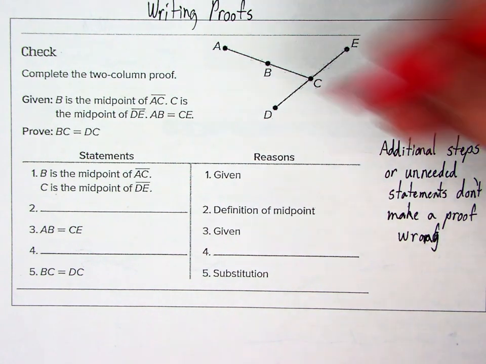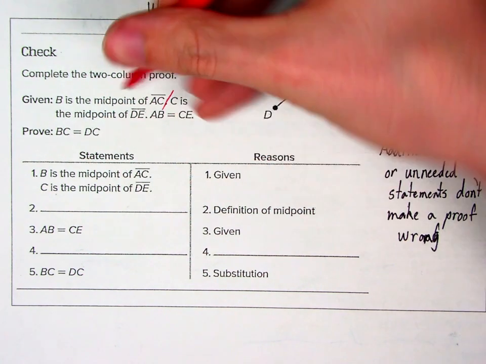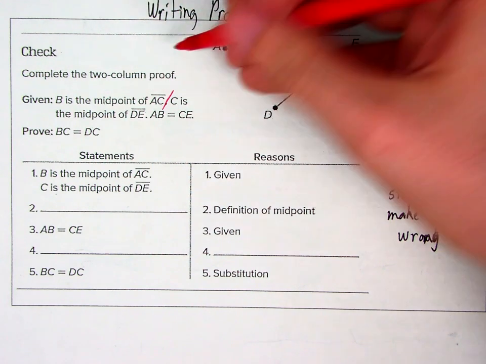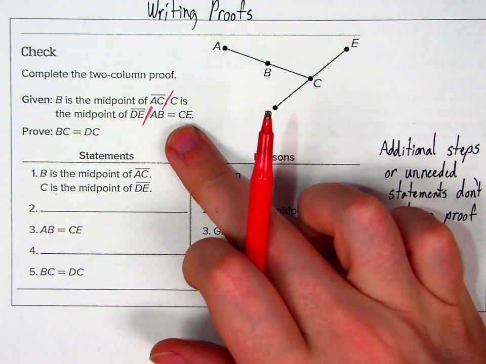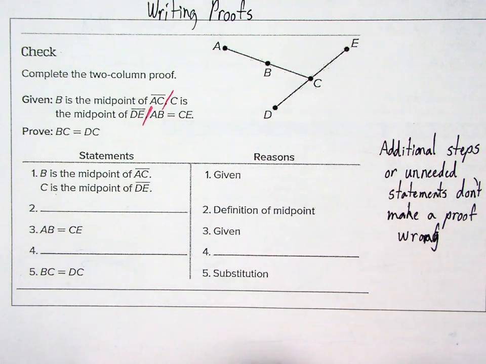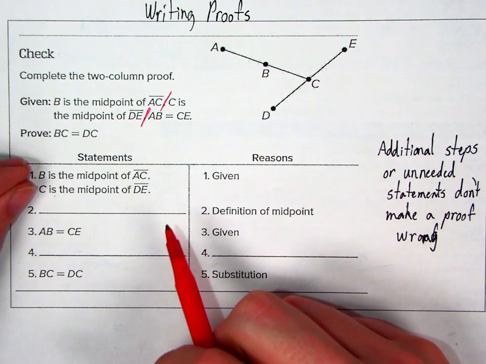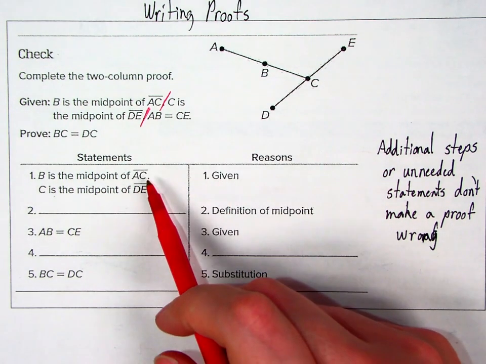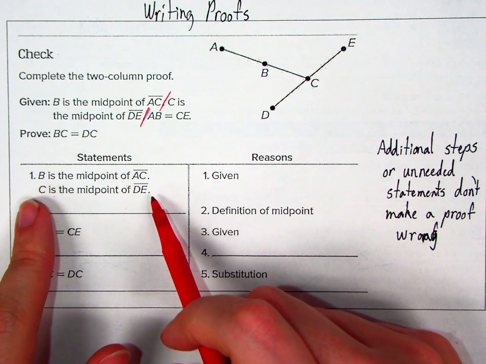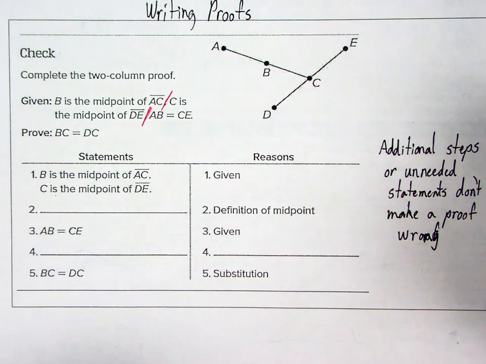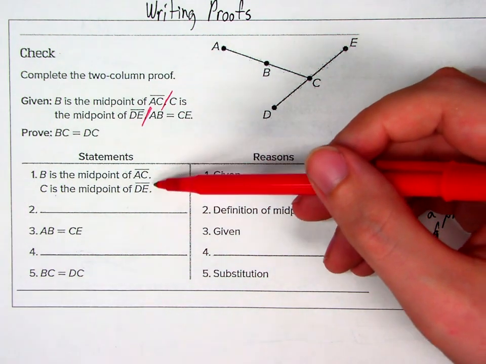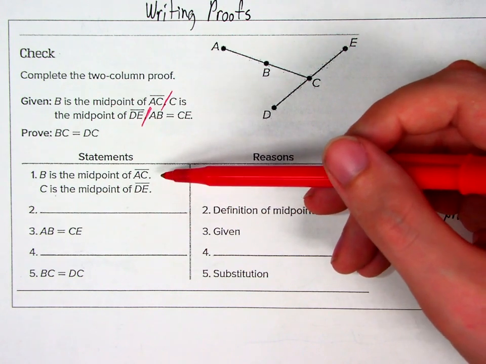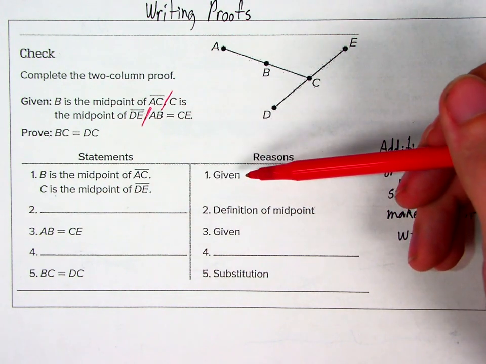First off, notice that we're given 3 separate things. B is the midpoint of AC, C is the midpoint of DE, AB is equal to CE. In this case, they're putting 2 of those statements on the same line. B is the midpoint of AC, and C is the midpoint of DE. Both of those were given. I personally don't write like that, but you can. You could put multiple statements on the same line if they have the same reason.